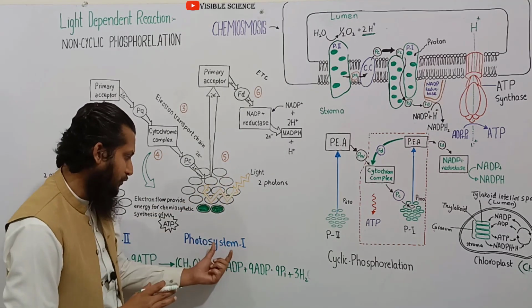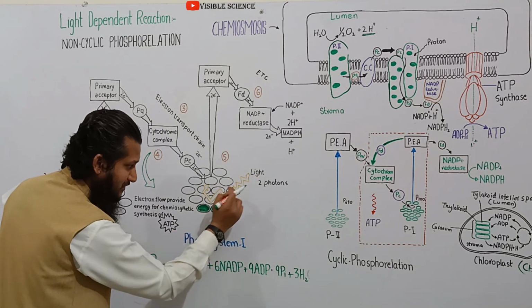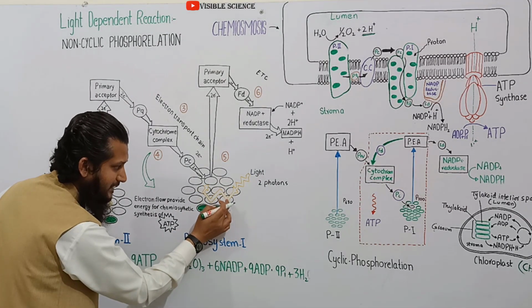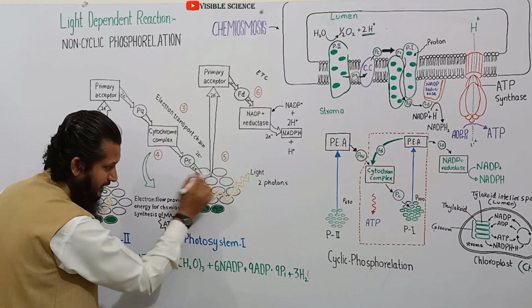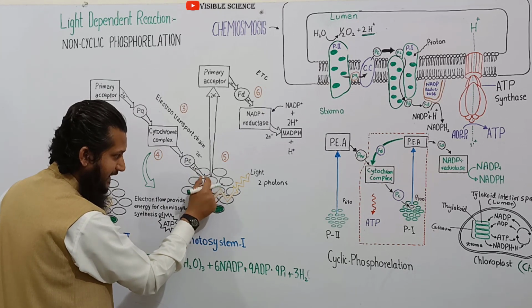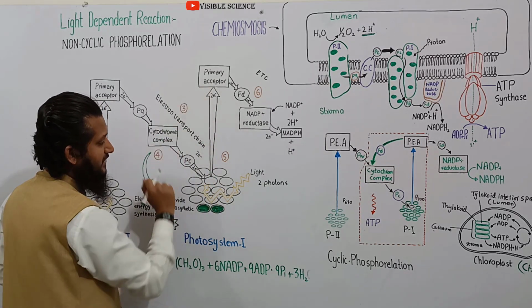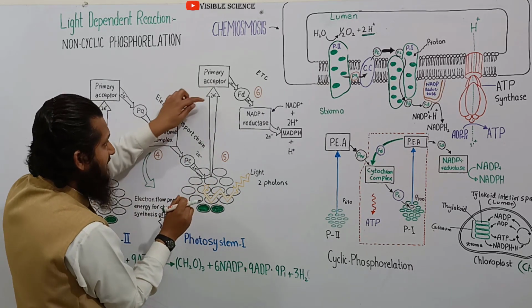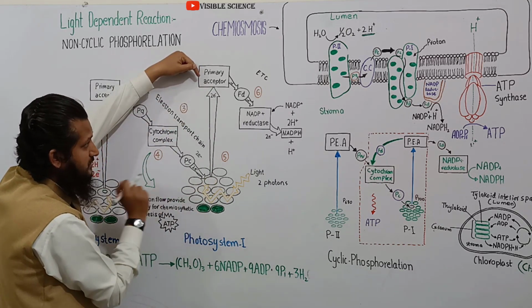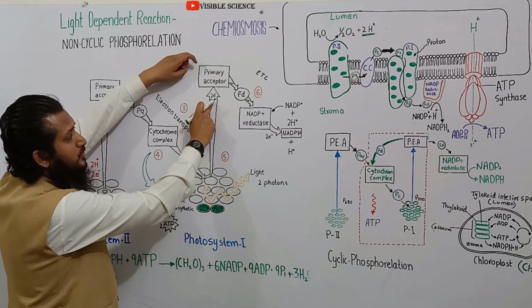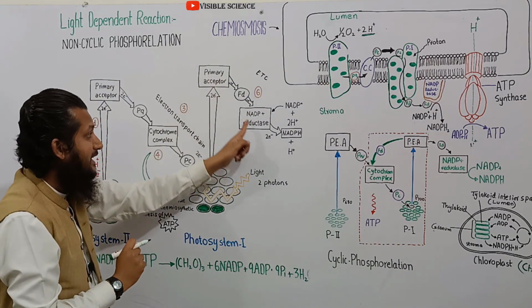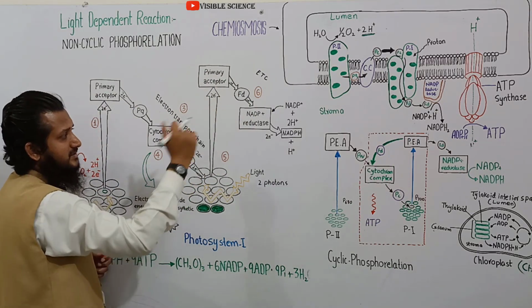Here in photosystem 1, when light energy falls on the photosystem 1, energy is channeled by the antenna complex into reaction center, and here again in this reaction center, two electrons are excited from low to higher energy state by utilizing solar energy, and these two electrons are captured by another primary electron acceptor which is present in photosystem 1, and these two electrons are transported to another electron transport chain, and in this electron transport chain different electron carriers are present.